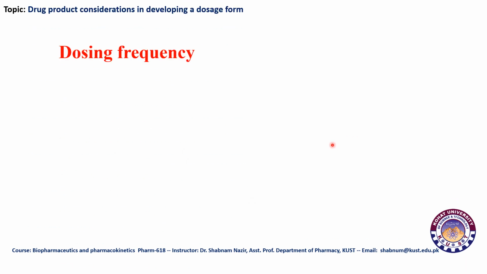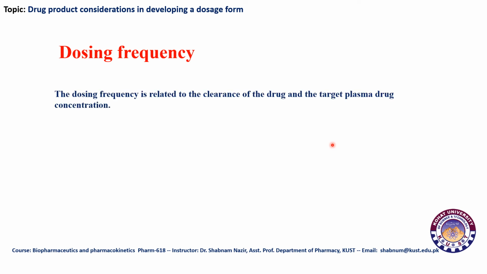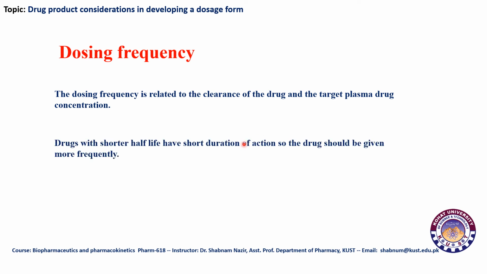Now, dosing frequency is another important factor which needs to be considered. It is also something which is related to drug product. Dosing frequency is related to the clearance of the drug and target plasma drug concentration. Drugs with shorter half-lives have shorter duration of action. They are more rapidly cleared from the body, so the drug should be given more frequently.